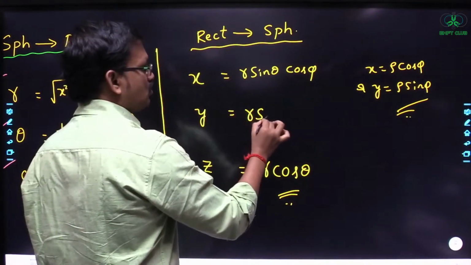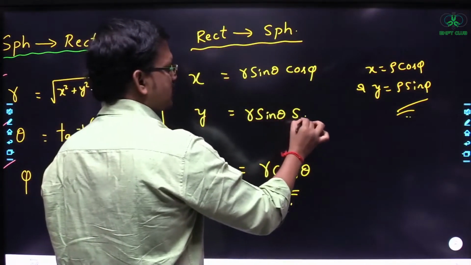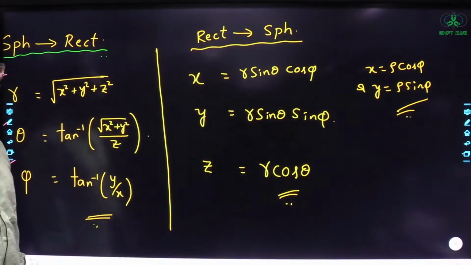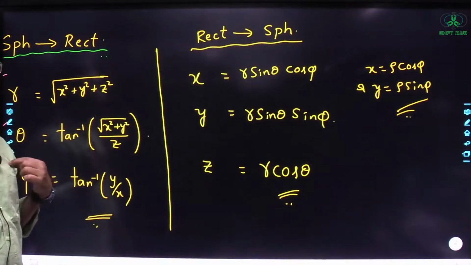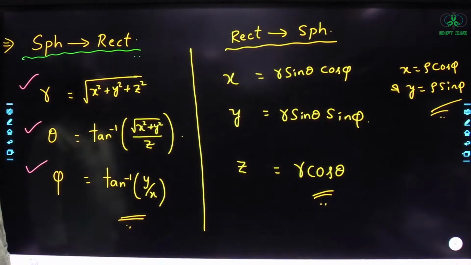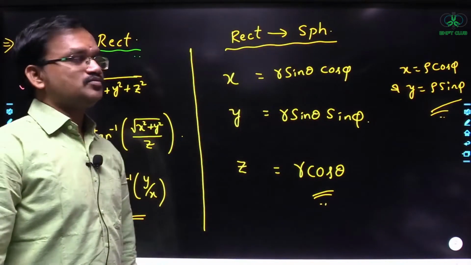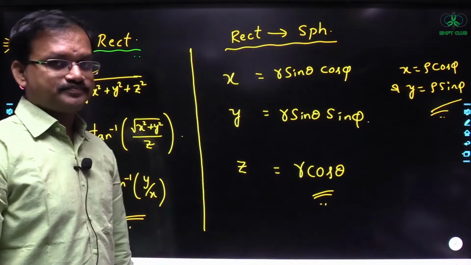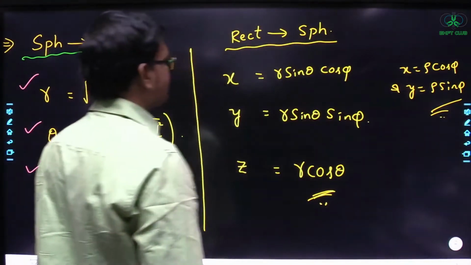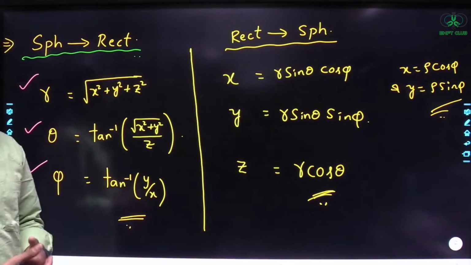Y is equal to r sin theta sin phi. Understood? Okay. So this is how we can represent the spherical coordinates in terms of rectangular, and rectangular coordinates in terms of spherical. Right? I hope it is crystal clear.